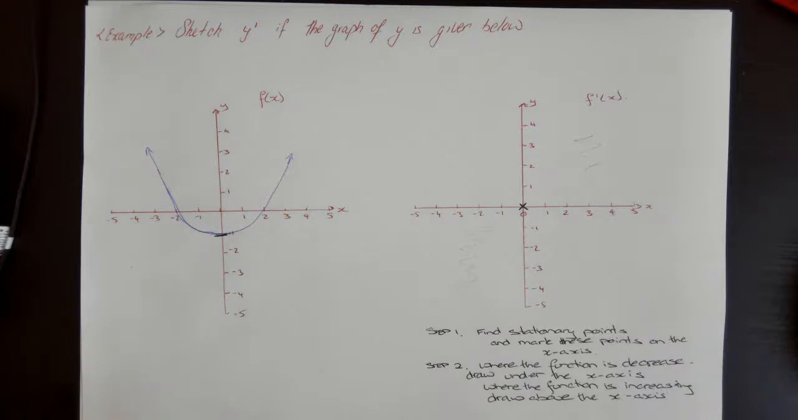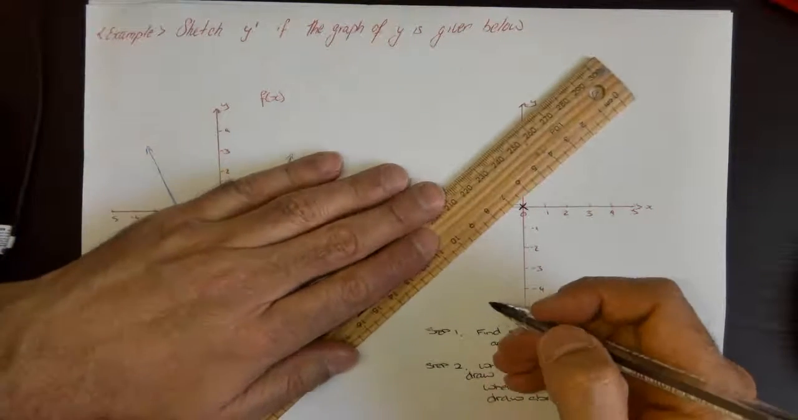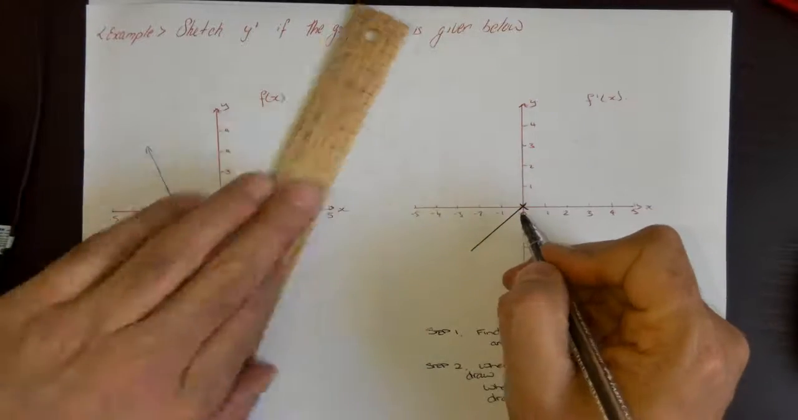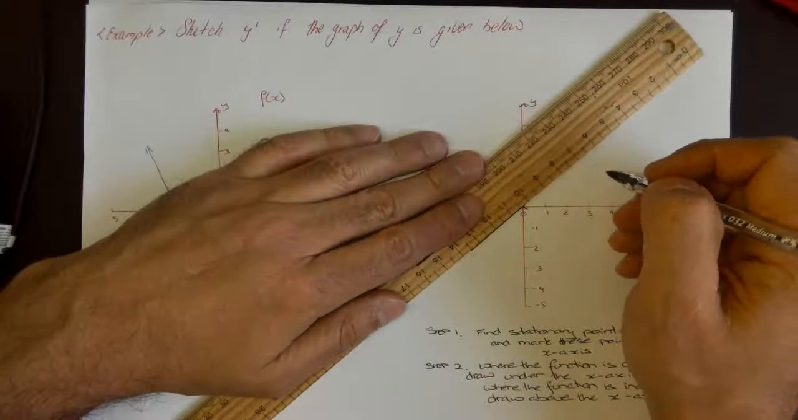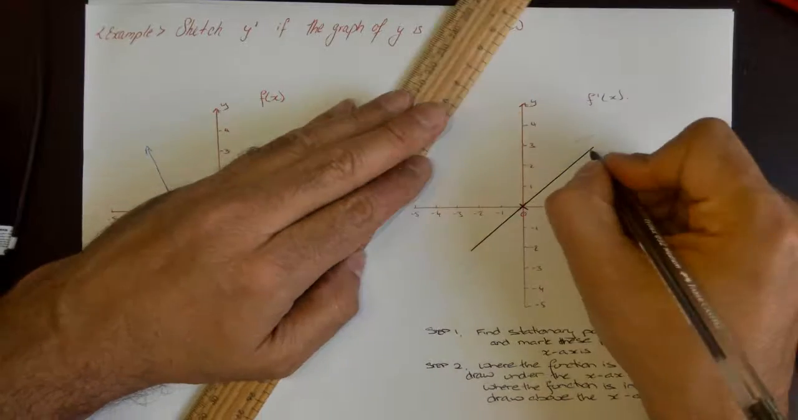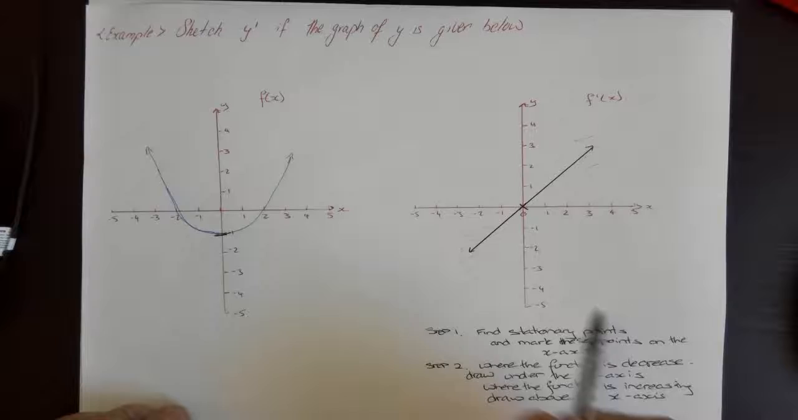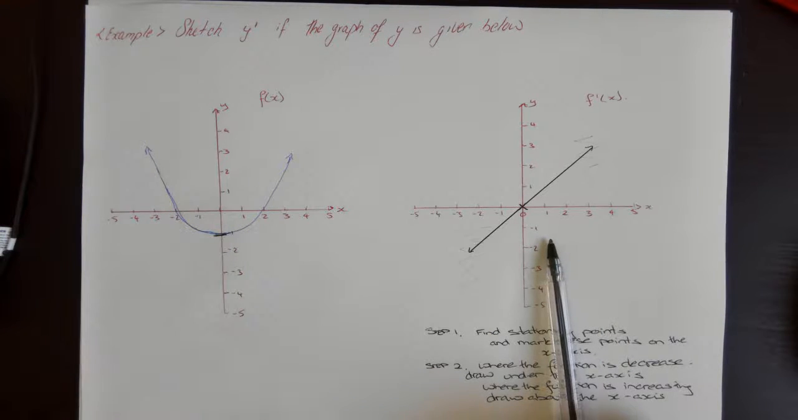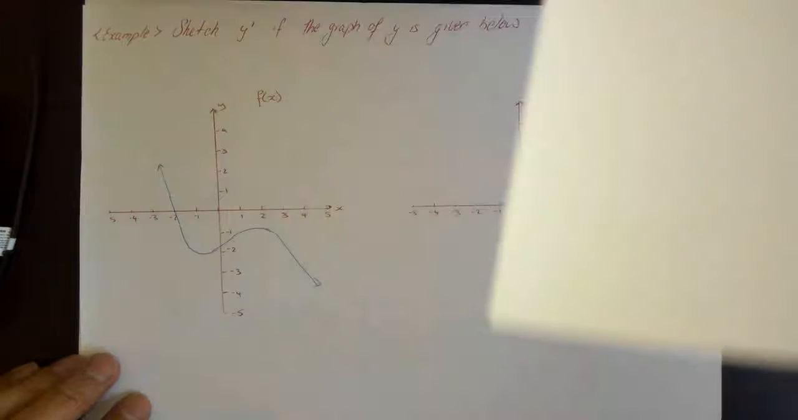So now, it's down here on this axis when it's from negative infinity to 0, and it's above the x-axis from 0 to infinity. So the derivative function for this parabola is a straight line. Okay, we'll do another example.